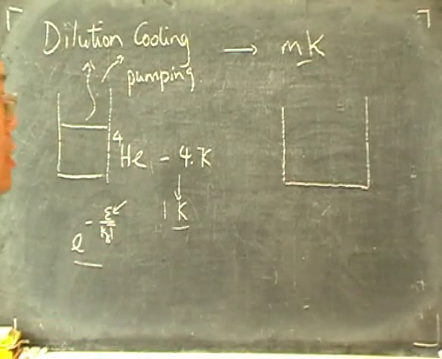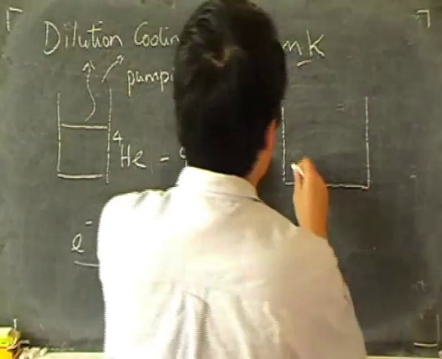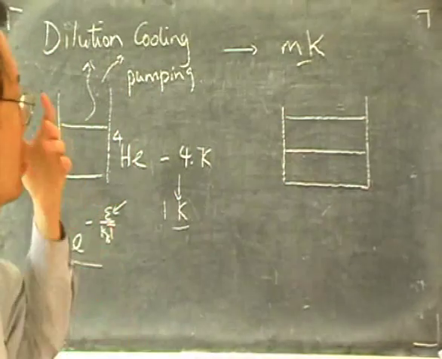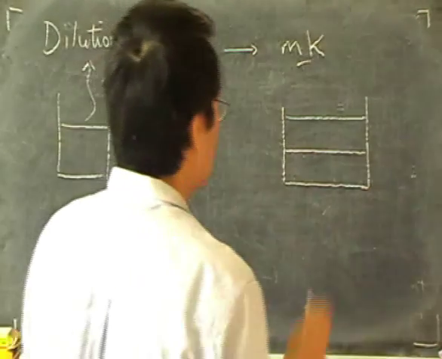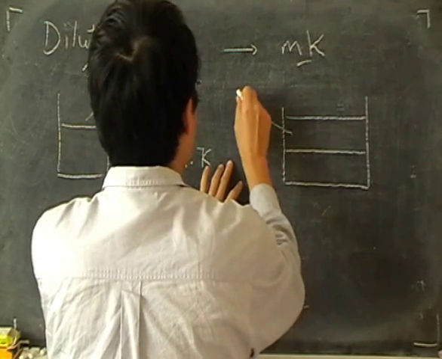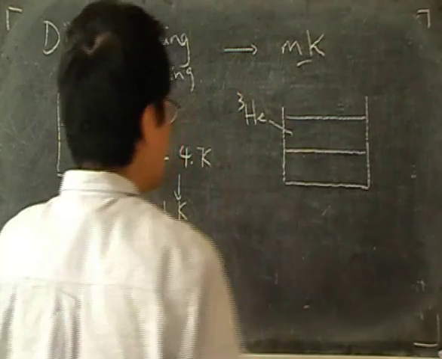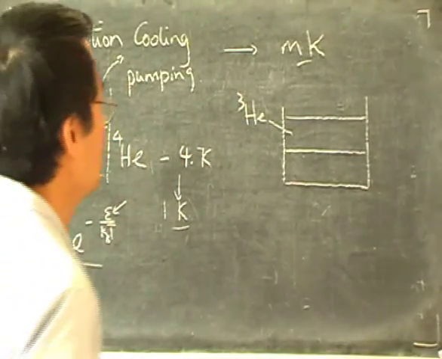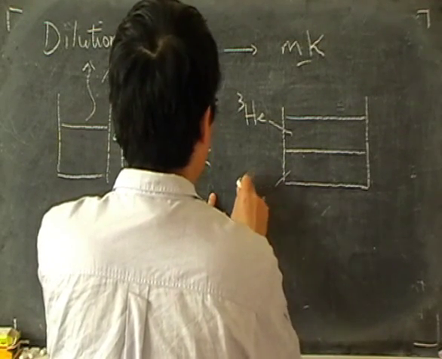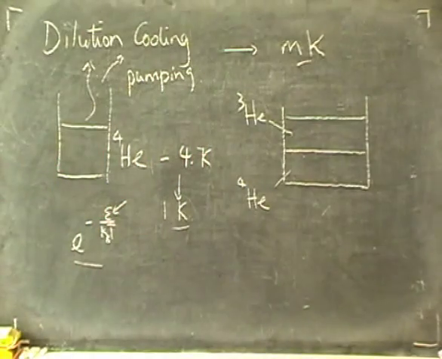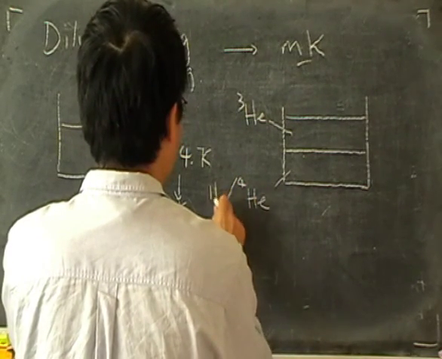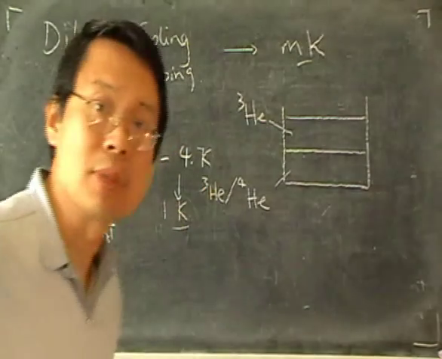Imagine, again, a bucket with some liquid inside. Now, there are two layers of liquid here. The top layer is liquid helium-3, and the bottom layer is liquid helium-4, with a little bit of liquid helium-3 mixed inside.